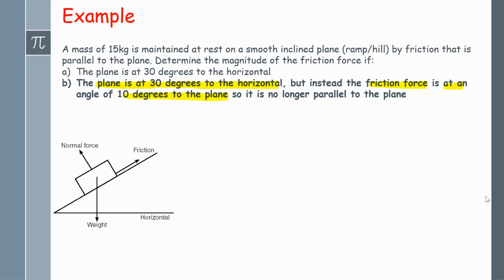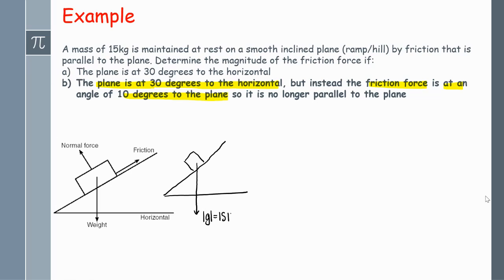This part B has a variation. The plane is still at 30 degrees to the horizontal, but instead the friction force is at an angle of 10 degrees to the plane. So the friction force is no longer parallel to the plane. It will be up slightly.